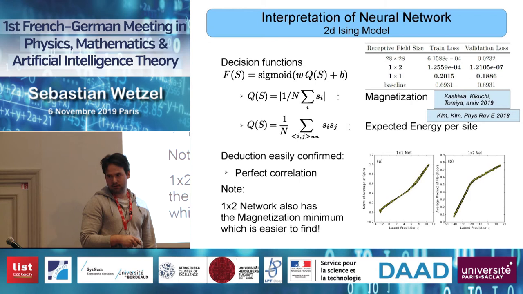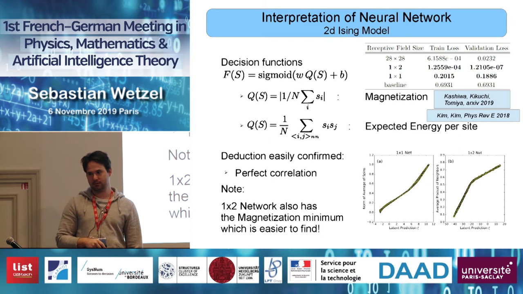Which is not what happens in the case of unsupervised learning. In the unsupervised learning case, the neural network does not learn the absolute value. Also, you put that in by supervision.